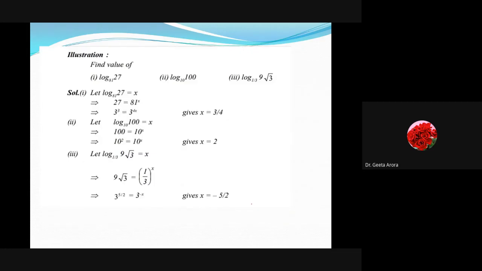So here we have directly started with an example in order to go through the knowledge of the definition we have learned. Correct. Here we have to find the value of log base 81 of 27. It means we are looking for this value x. If I take log of 27 with base 81, what will it give me? So what can we expect?